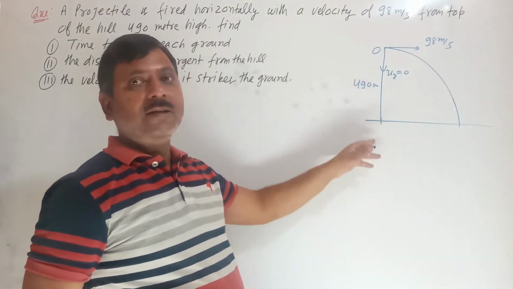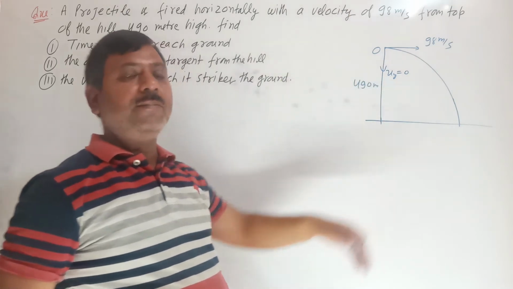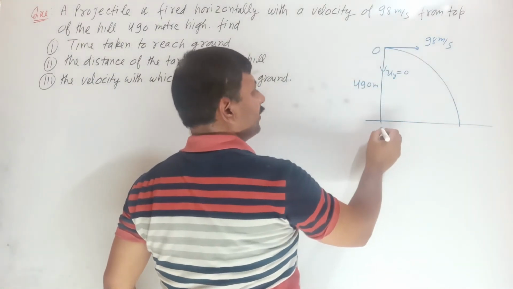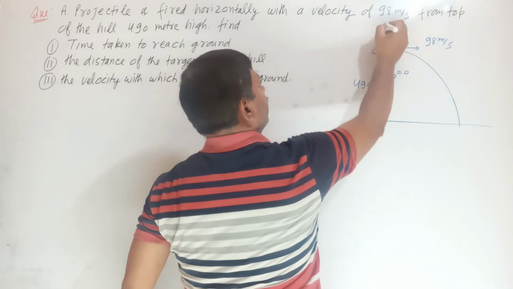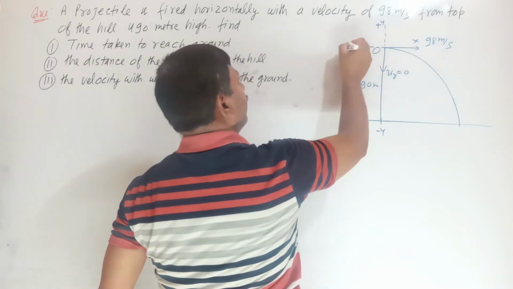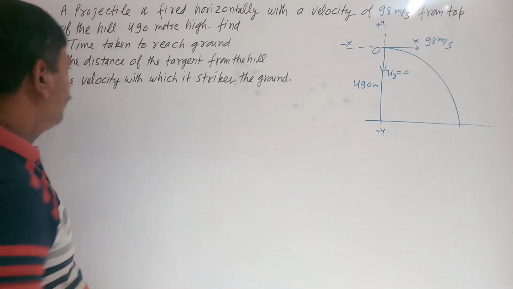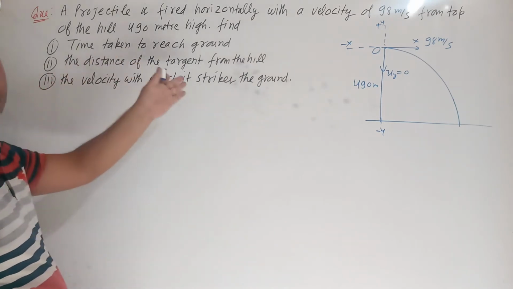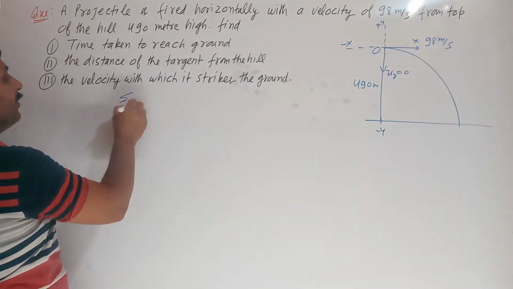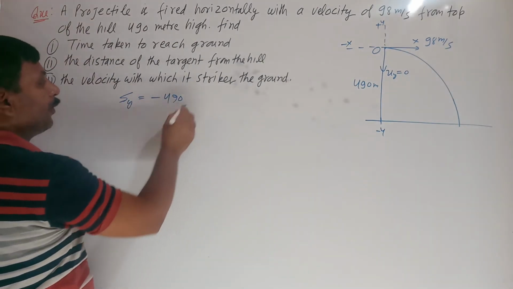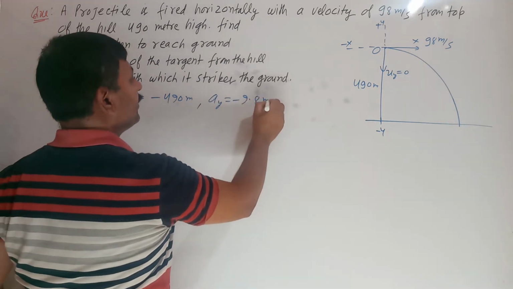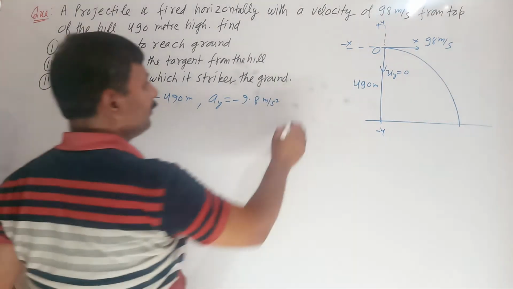Vertical displacement: I have taken the origin downward as negative and upward as positive. This is the negative y-axis, this is the positive y-axis I have taken. This is the x-axis, and this is the negative direction of the x-axis. For vertical motion, what do we have to take? Vertical displacement Sy is equal to minus 490. Acceleration is minus 9.8. Time t we have to find.